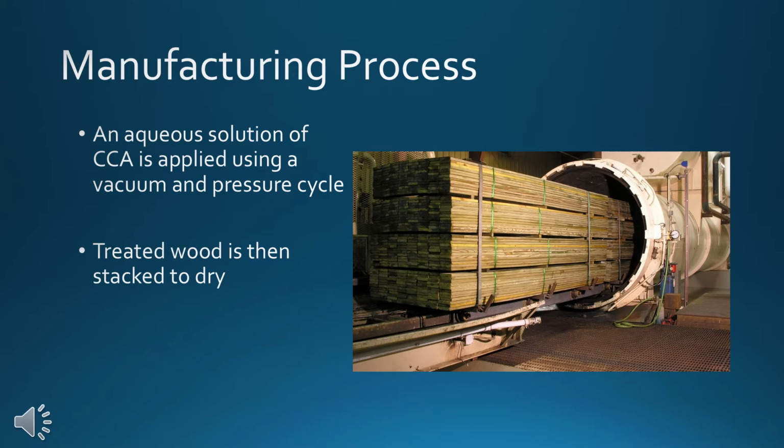CCA is made using a pressure treatment process. An aqueous solution of CCA is applied using a vacuum and pressure cycle. The treated wood is then stacked to dry. During the process, the mixture of oxides reacts to form insoluble compounds, helping with leaching problems.